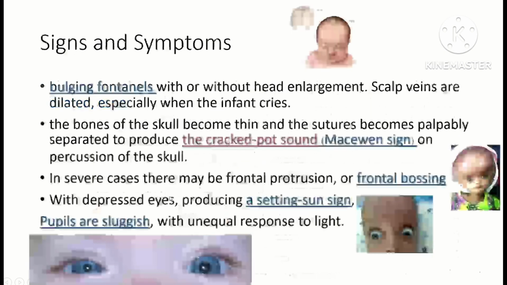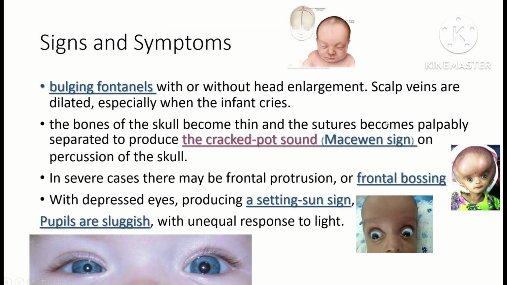In severe cases, there may be frontal protrusion, like this picture, or frontal bossing, like this picture. The eyes are depressed downward, producing the setting sun sign, like this picture. Pupils are sluggish. Sluggish means the pupils constrict but slower than normal, with unequal response to light, like this picture.